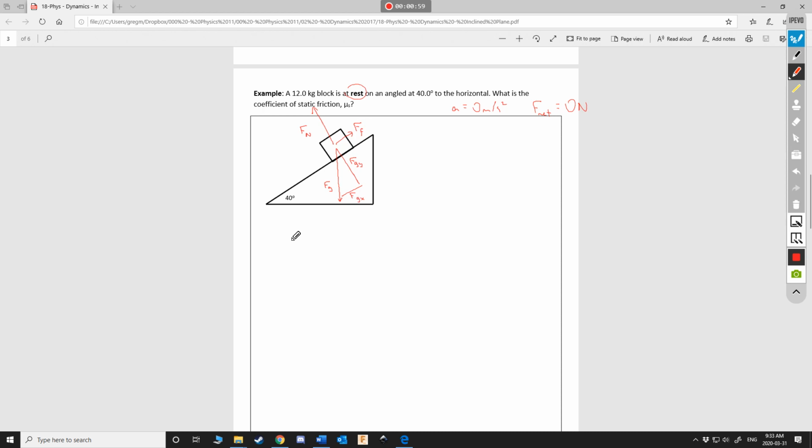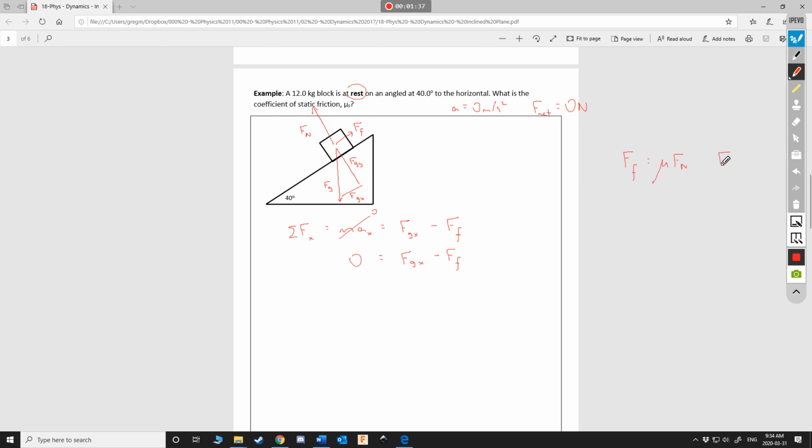So if we look at the sum of the forces in the x direction, it's equal to mass times acceleration in the x direction. We know that FGX is trying to pull this thing down the ramp, but force of friction is saying, no, you're going to stay right where you are. Because it's at rest, this is static friction, not kinetic friction. Acceleration is 0, so this becomes 0. So you get 0 is equal to FGX minus force of friction. But we know that force of friction is equal to the coefficient times normal force.